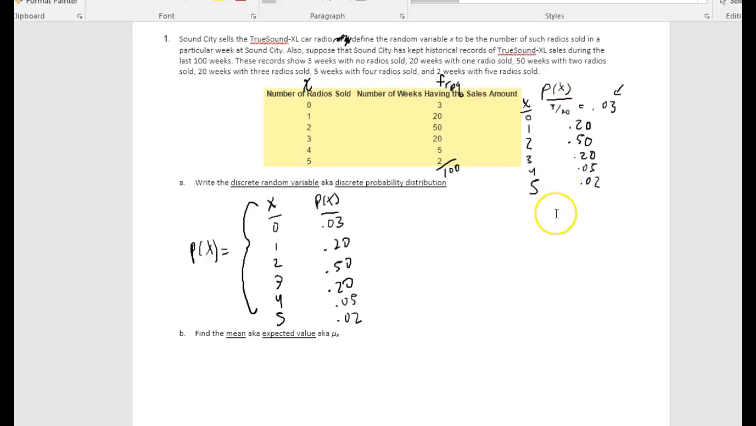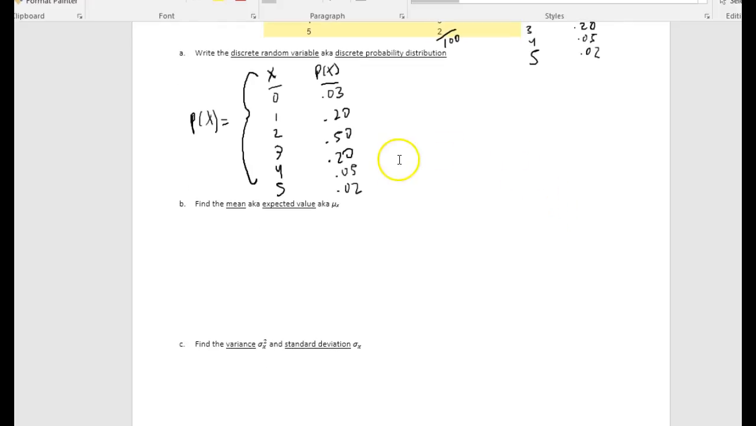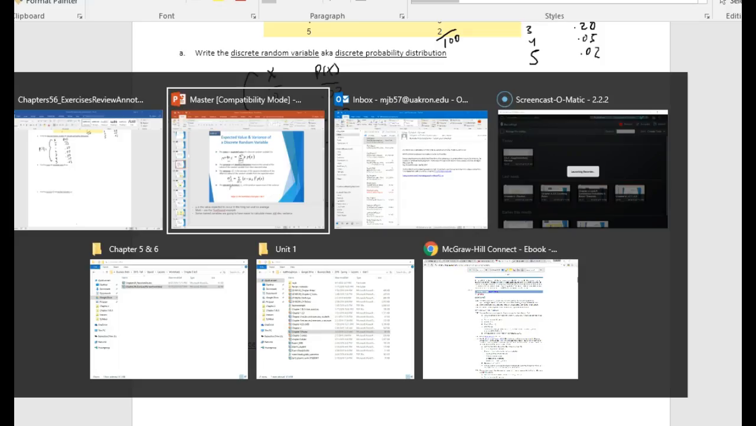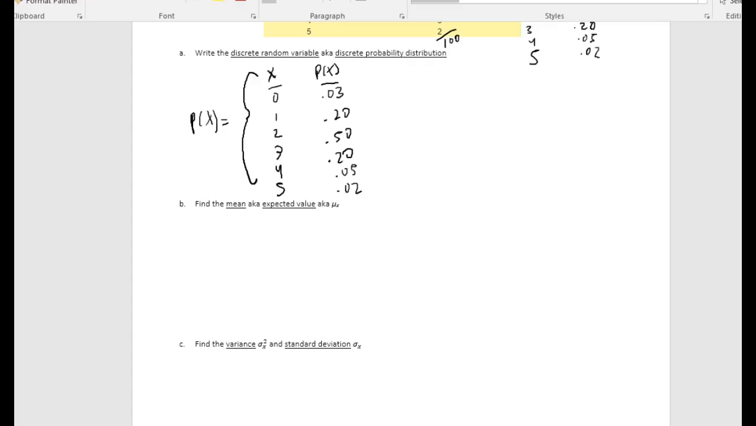And now it asks to find the mean, aka the expected value, aka mu of x, right? Those are all interchangeable. So we go back to our formula, which we saw here. Our formula is the summation of all x times p of x for mu. So we define mu of x to equal the summation over all x of x times p of x.